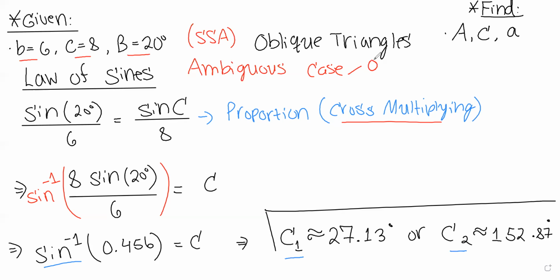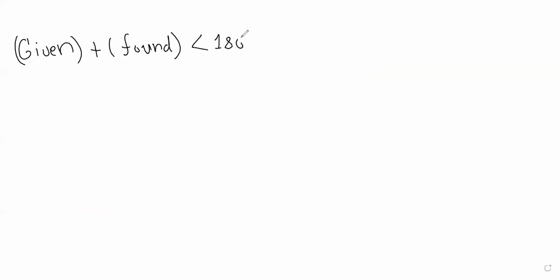Well, once we look at our resulting angles, we need to determine if our data represents 0 triangles, 1 triangle, or 2 triangles. Let's find out. So the next step, this is like your step 2. You're going to do given angle plus found angle should be less than 180 degrees. And I always write this out as a step because I don't want to forget to do it.